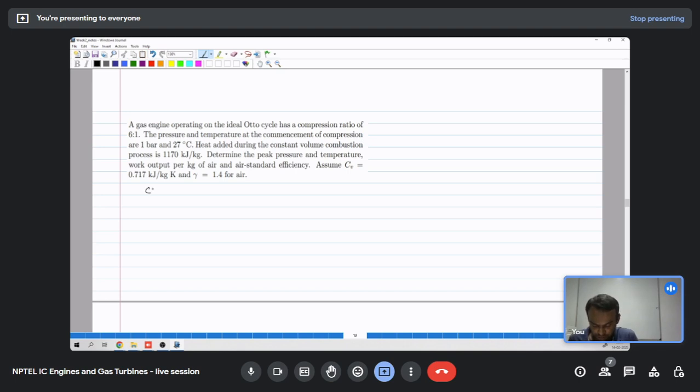So compression ratio is given as 6, and P1 is 1 bar, and T1 is 27 degrees Celsius, which is 300 Kelvin. Heat added is 1170 kilojoule per kg. We know the compression ratio, so we can calculate P2 by P1 into compression ratio power gamma, as we have seen earlier. So P2 is 1 bar into 6 power 1.4.